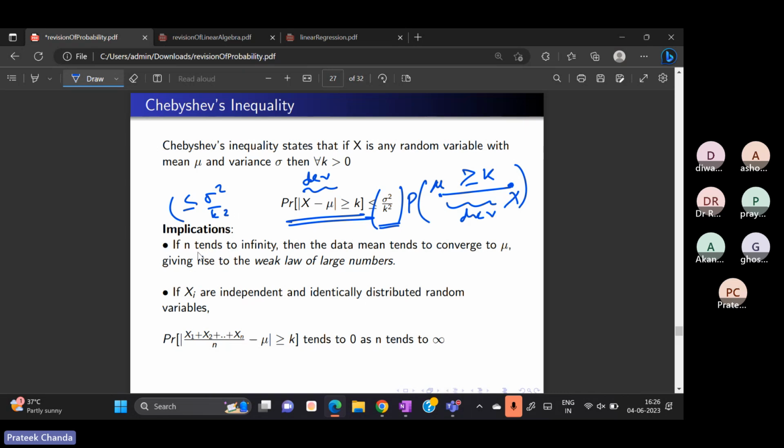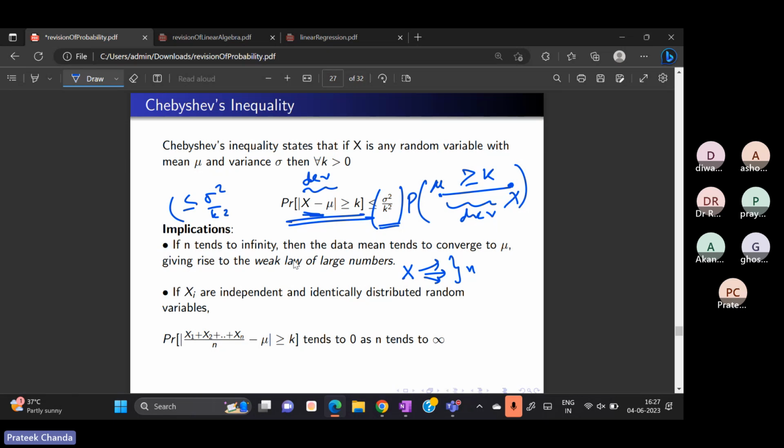If my n tends to infinity, then the data would converge to mu. That means n is basically all the values that x can take. So if n tends to infinity, since the deviation from the mean is upper bounded by some constant, the data will converge to mu at some point. And that's actually the notion of the weak law of large numbers.